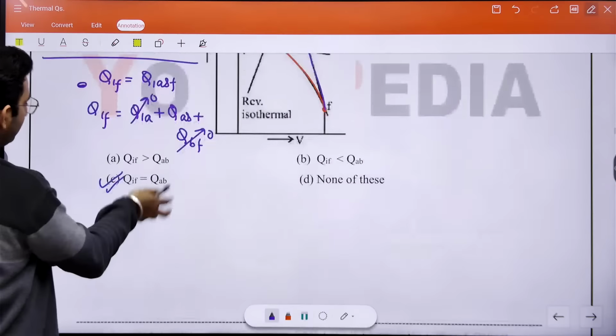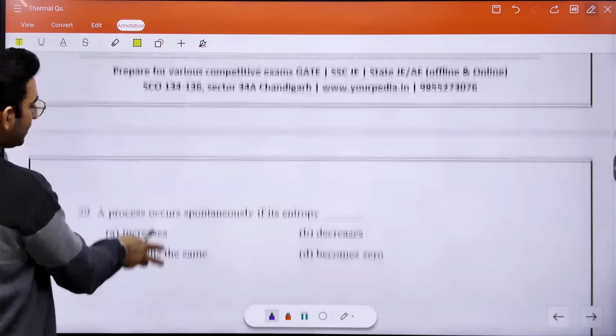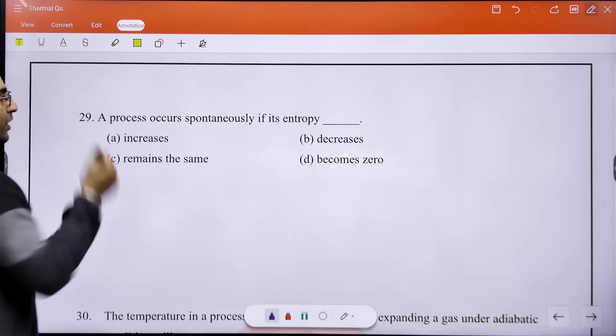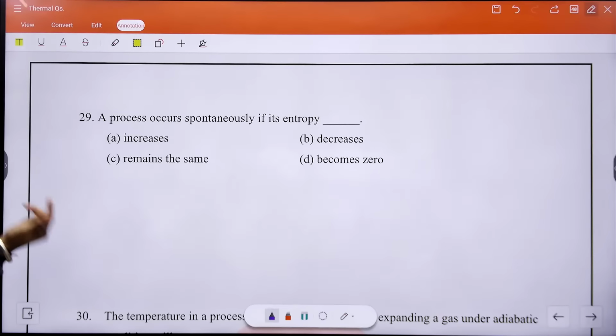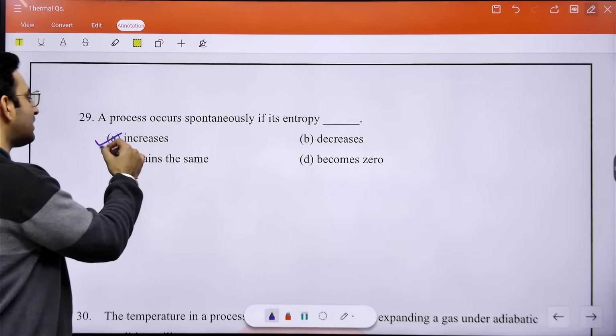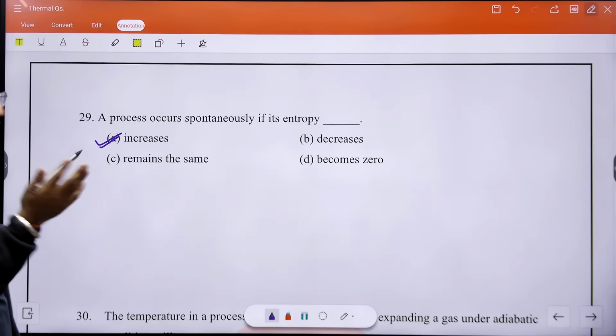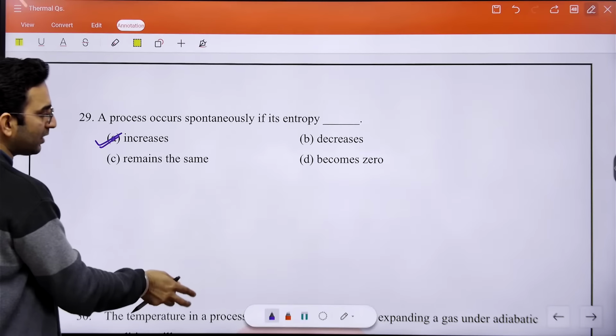Next question. A process occurs spontaneously if the entropy, so that's a simple case. Every natural process in the universe is basically increasing the entropy of the system here. So option number A will be the correct answer.